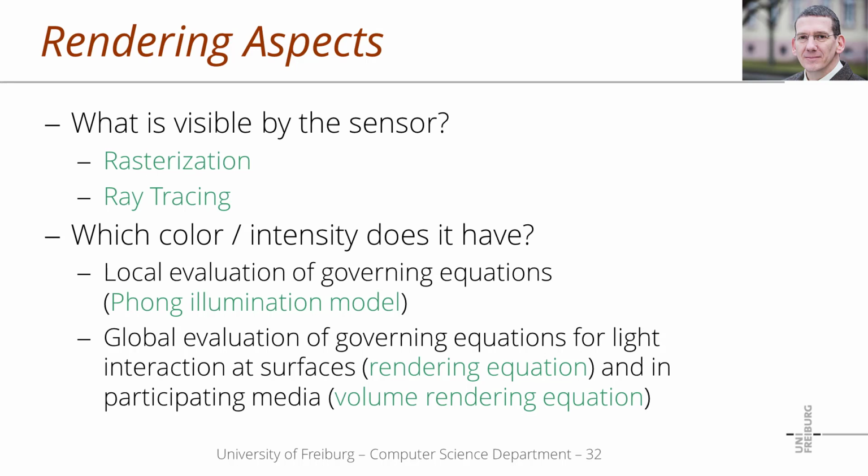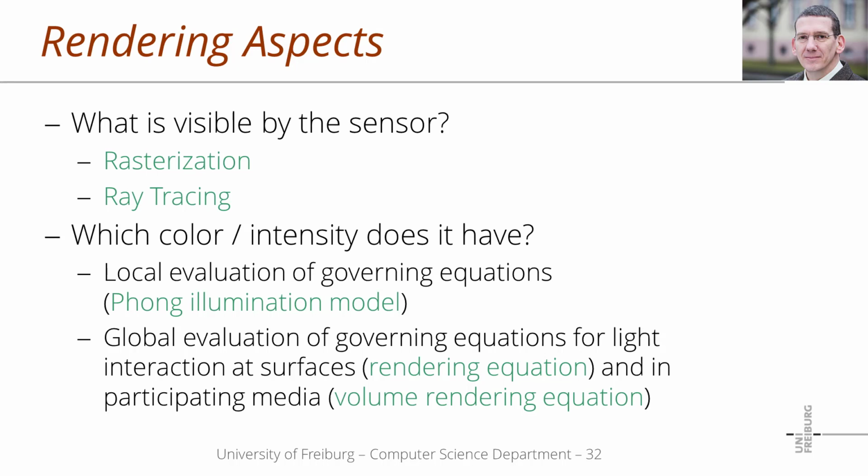In the key course, we use a simplified version of the rendering equation, which is referred to as the Phong illumination model. In the advanced graphics course, we work with the full form of the rendering equation. And there we use stochastic ray tracing or radiosity to solve the equation.